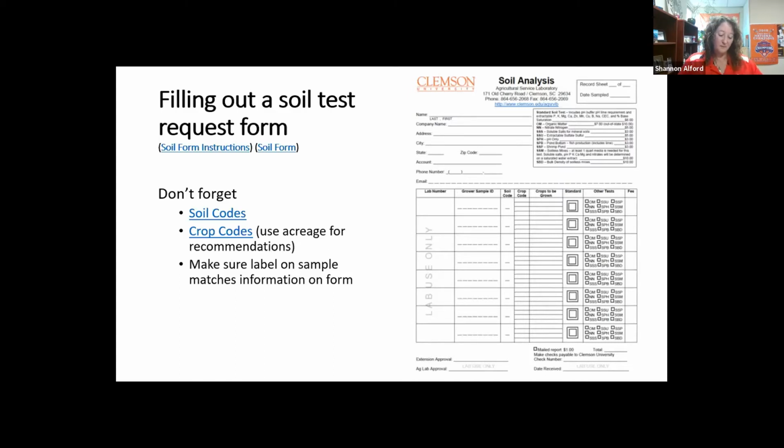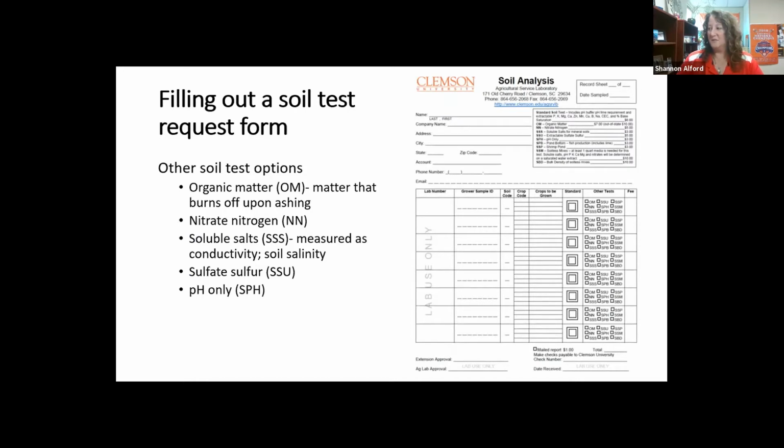There are also links to the soil form. But we occasionally get soil samples with no form at all, and so you're really not going to get a good report because it's not going to have specific recommendations. If you tell us exactly what you're growing, and we have, I think, over 100 different crop codes for you to pick from, then the report is customized to what you're growing. So please fill that out as completely as possible. If you need help, you're welcome to call the lab. We can help you. Extension agents can help you. There are plenty of people you can reach out to for help filling these out.